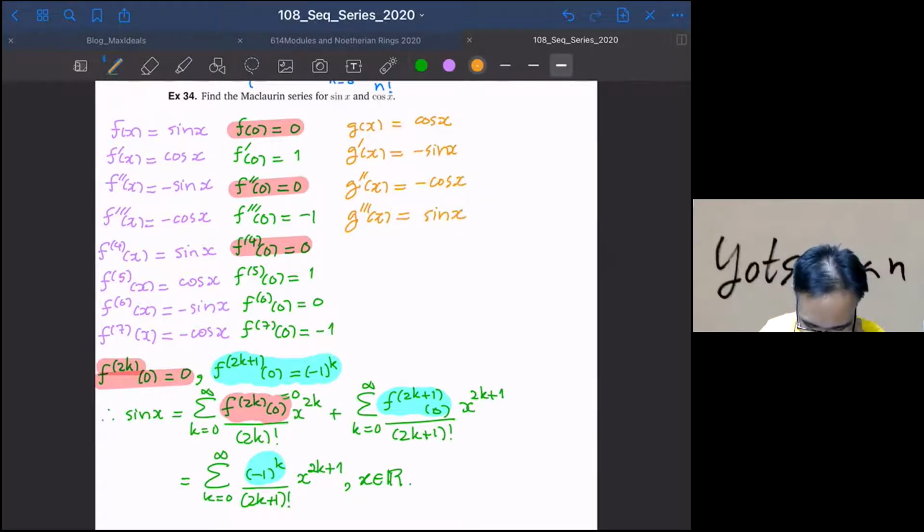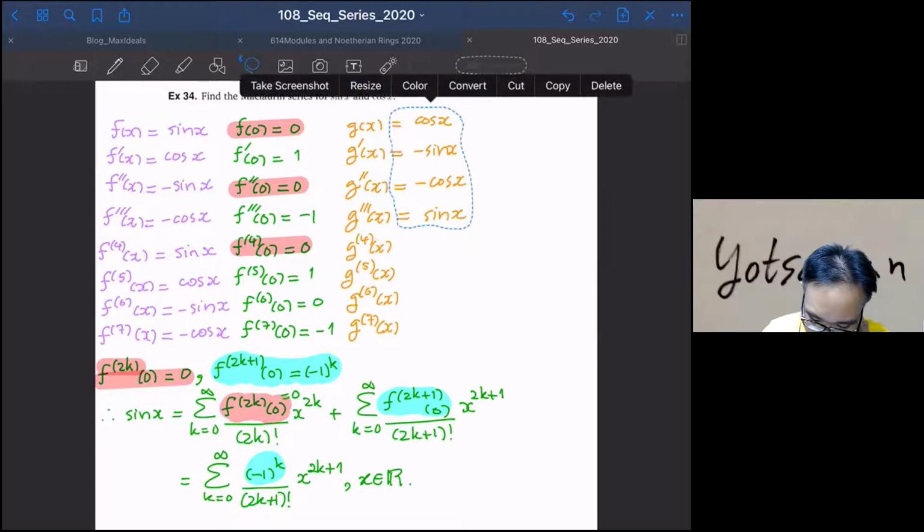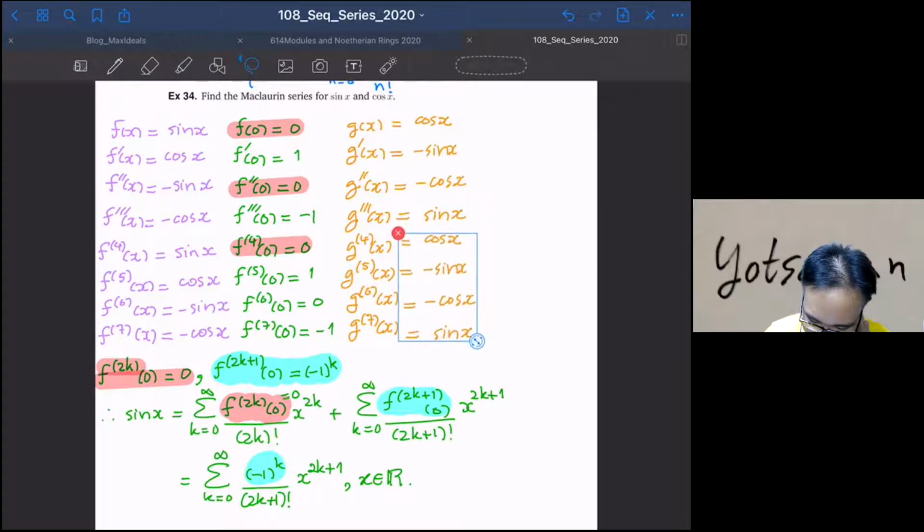So you have the fourth derivative, the fifth derivative, the sixth derivative, and the seventh derivative. And you have the same thing repeating. I'll just copy them, and paste here. Hopefully it's going to match. No, it's not. Let's reduce this a little bit.